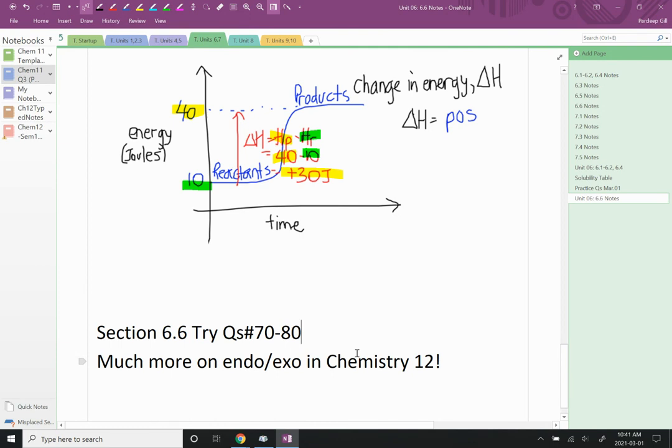So when you have some time today, try these questions in your workbook. Remember questions 70 to 80, and then you're going to learn much more on endothermic and exothermic reactions in Chemistry 12. There's a whole unit designated for reaction mechanisms, changes in energy, etc., in grade 12.